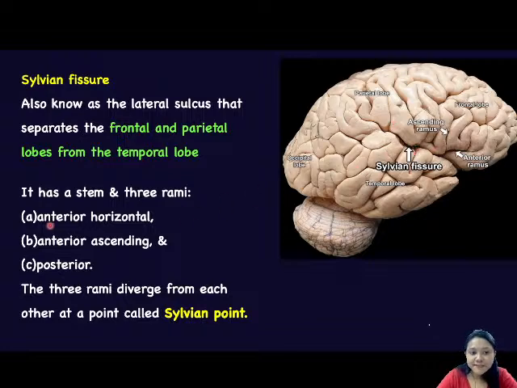Now it has three stems. You can remember them by the three fingers. The one which is going horizontally is the anterior horizontal, then the anterior ascending, and the posterior. So I always try to remember with my fingers. So it has three rami. The one going anteriorly is the anterior horizontal, the one going above is the anterior ascending, and my thumb is the posterior rami. These three rami diverge from a point, known as the Sylvian point.